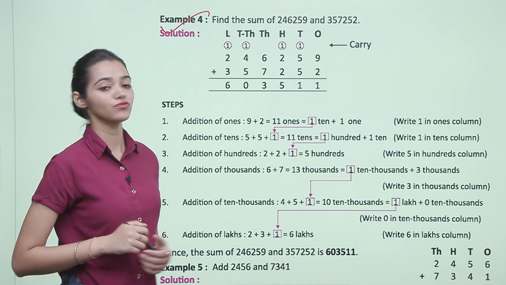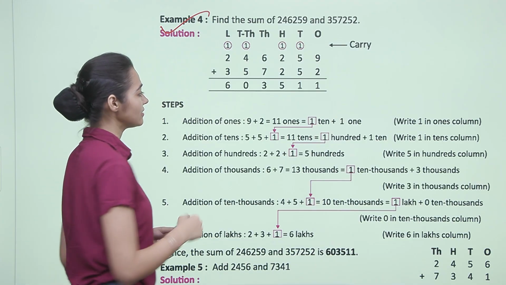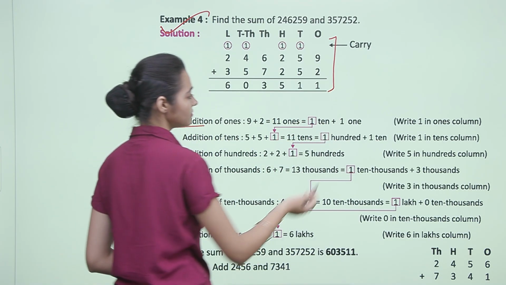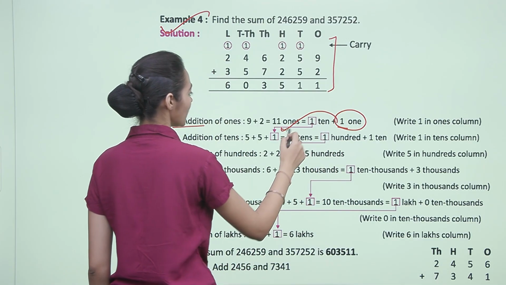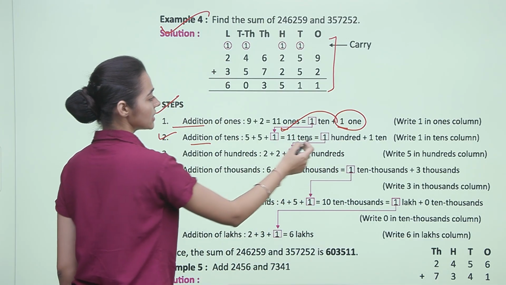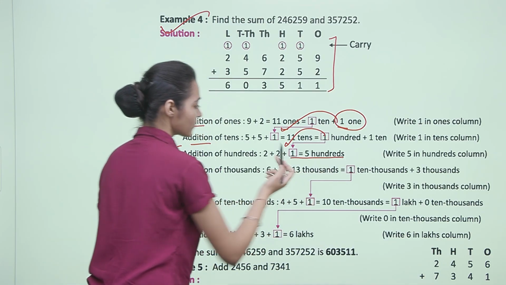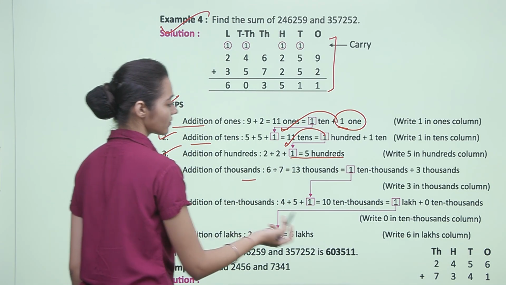Now in the next one we have to find the sum of these two numbers. Firstly we will arrange them in the place value chart. Then in step 1 we will add the ones column, that is we will write 1 in the ones, 1 is carried over, then we will add the tens, then again 1 is carried over to the 100 one, then again we will add the 100 and it becomes 500, then we will add the 1000.